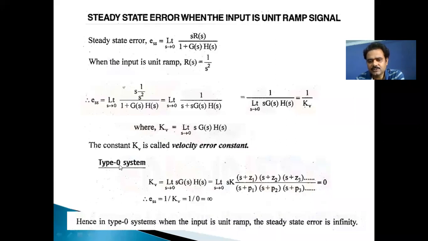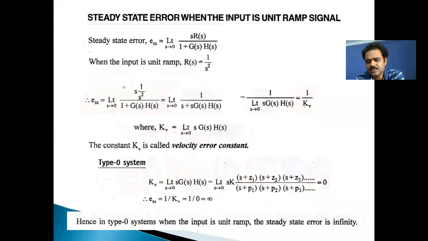Because in a type 0 system there is no s in the denominator, only the s present in the numerator. Because of this s, the remaining terms give a constant value. Substitute s equal to 0, s into constant, you get a 0 value. This Kv, the velocity error constant, is 0. Therefore, the steady state error becomes infinity. So when the input is a unit ramp input, the velocity error constant is 0, whereas the steady state error becomes infinity.